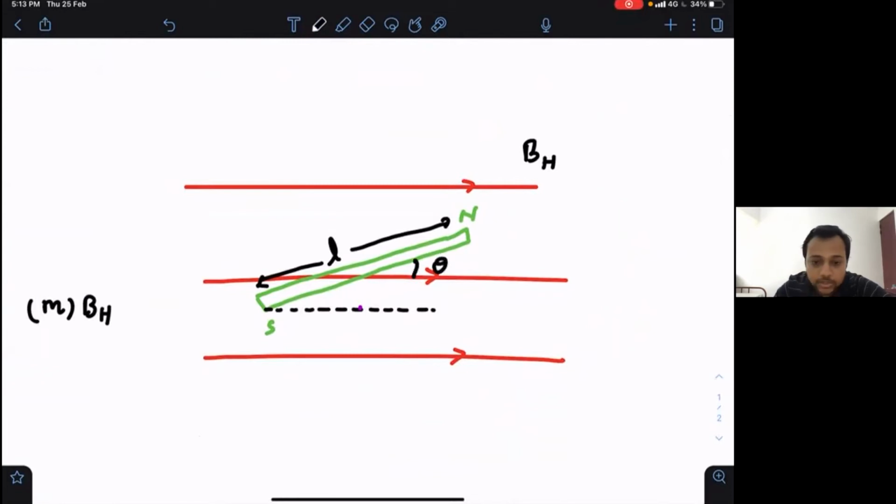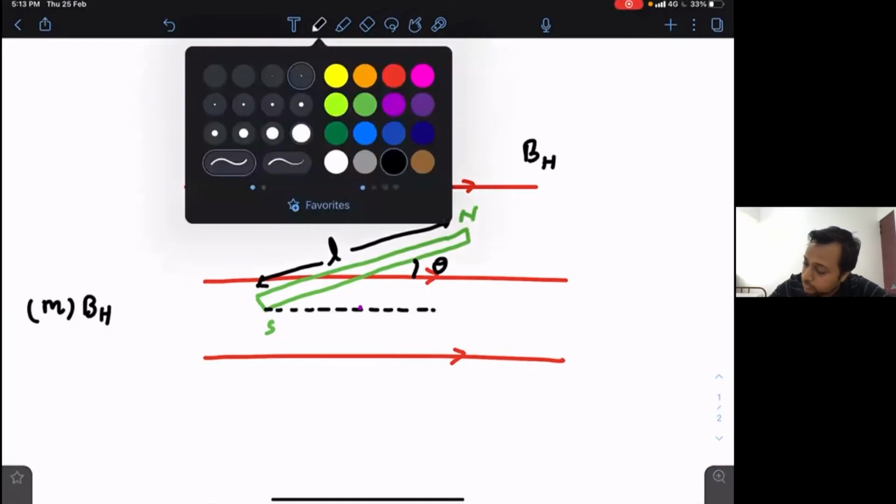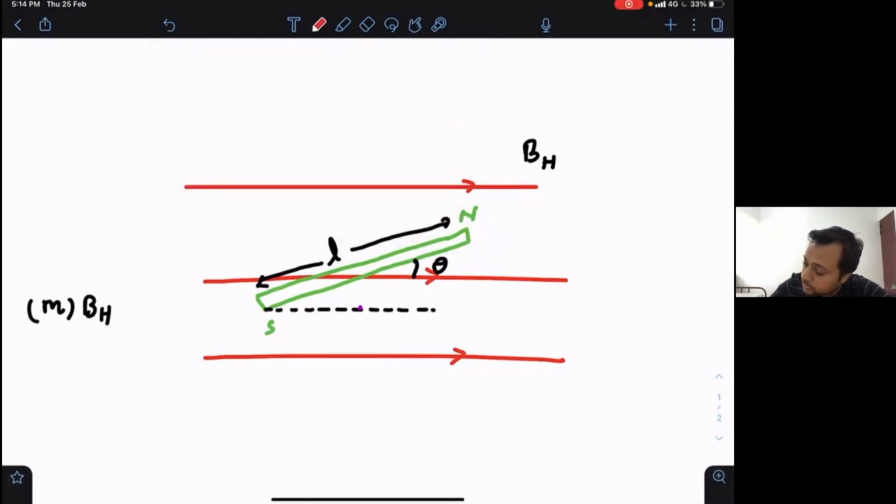Because this magnet is placed in the horizontal component of Earth's magnetic field, it is going to experience a force from the horizontal component. Vertical forces may also be there from the vertical component of Earth's magnetic field, but as I said, those vertical forces will be cancelled out by the hinge forces because it is not allowed to move in a vertical plane. It can move horizontally only. So the north pole experiences a force towards the horizontal component of Earth's magnetic field. So one force is like this.